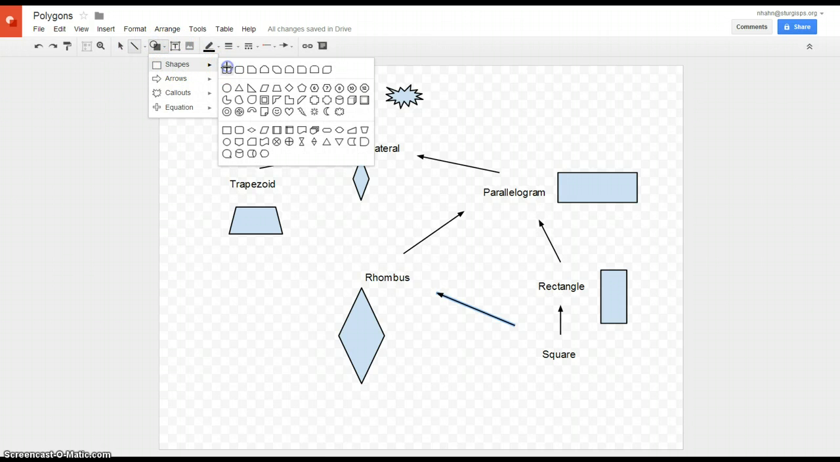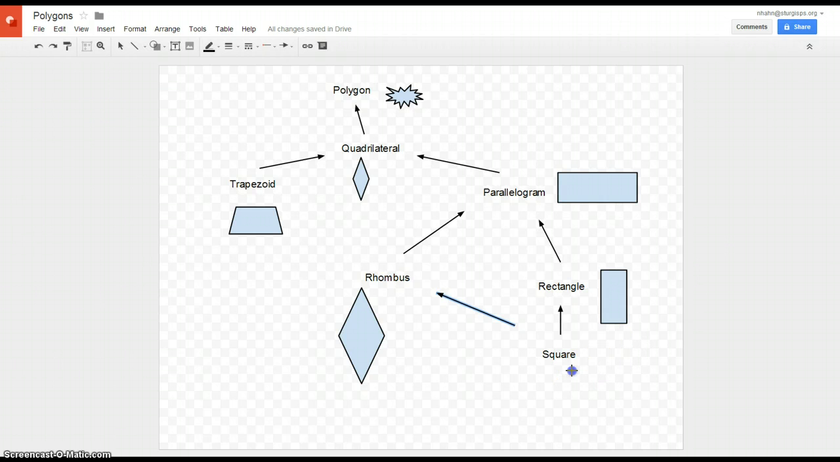This one's a little harder because they only give us a rectangle option, so we have to try to make it so that these two are the same size, and that looks about right there. So there's a square. Now here I want to show you a square is also a rhombus, because remember, a rhombus is a parallelogram that has four equal sides. Well, a square is the same thing, but it has a little bit stricter rules to it. So a square is a rhombus, but a rhombus does not always have to be a square.